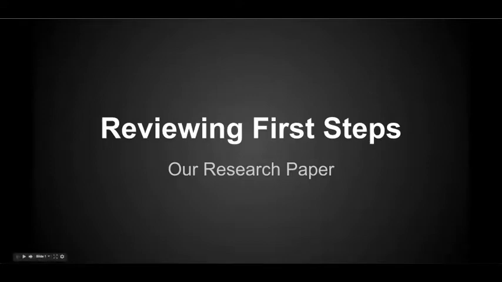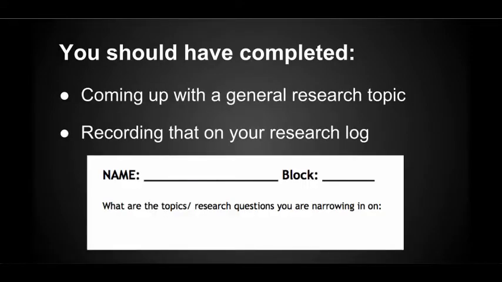What we're going to do today is review the steps that you should have already taken on your research paper so that you can do a little self-reflection on how things are going. Now, you first should have had a general research topic. Some of you formed a specific question. Some of you had a couple key words. It doesn't matter the first steps you did as long as you had a general idea of where you were going. You recorded that information in your research log.